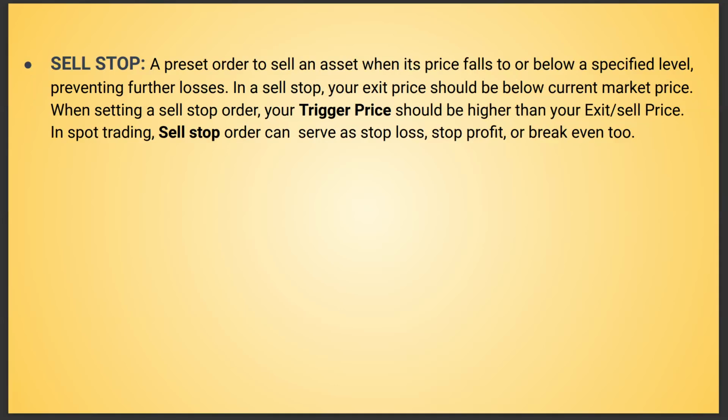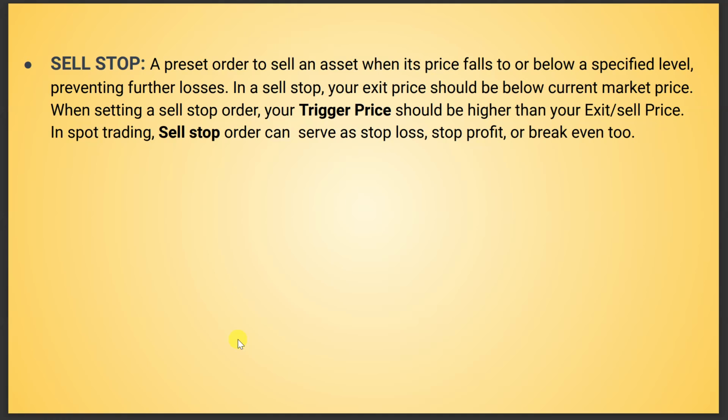So let's look at a sell stop. A sell stop is a preset order to sell an asset when its price falls to or below a specific level, preventing further losses. In a sell stop, your exit price should be below the current market price. When setting a sell stop order, your trigger price should be set a certain way, but that's when we're doing the exchange practical.